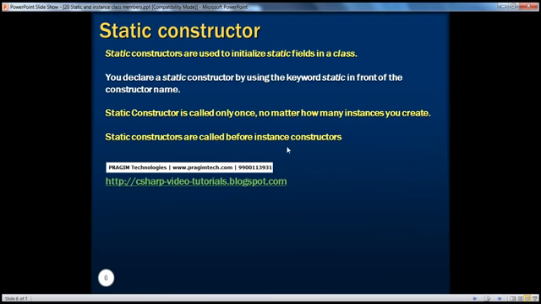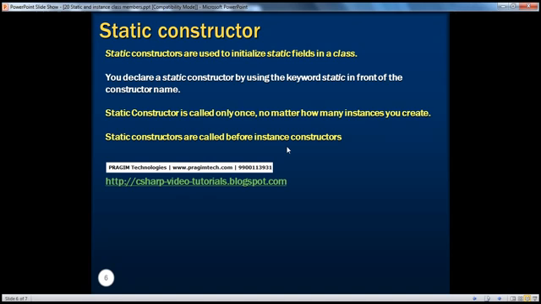And we have also spoken about static constructors. Static constructors are used to initialize static fields in a class. You declare a static constructor by using the static keyword in front of the constructor name. This is again a very important point: a static constructor is called only once, no matter how many instances you create, whereas an instance constructor is automatically called every time you create a new object. So if I create 1,000 objects, my instance constructor is called 1,000 times, whereas the static constructor is called only once, because it just needs to initialize static fields once, which will be shared by all the objects that you create.